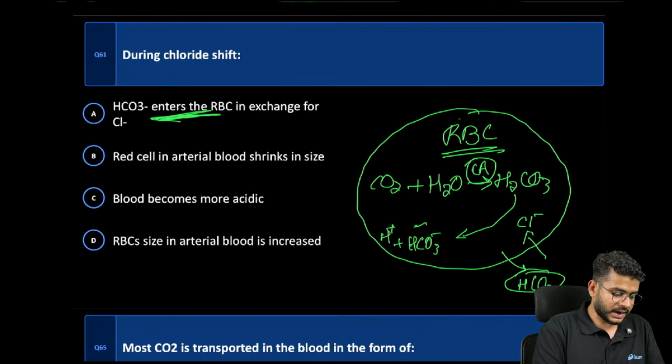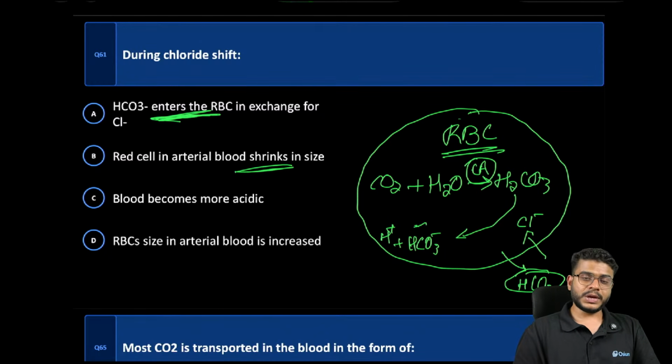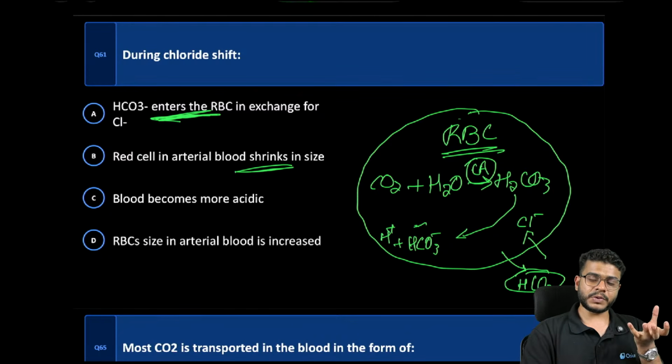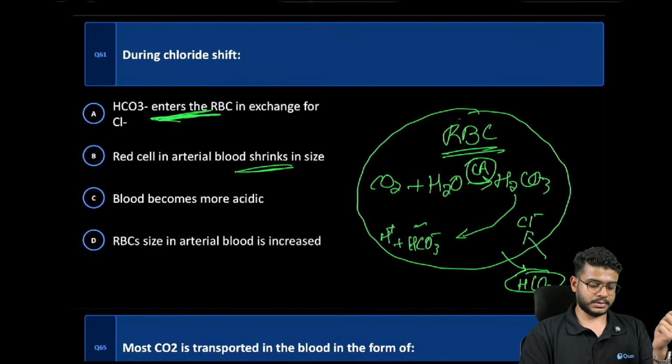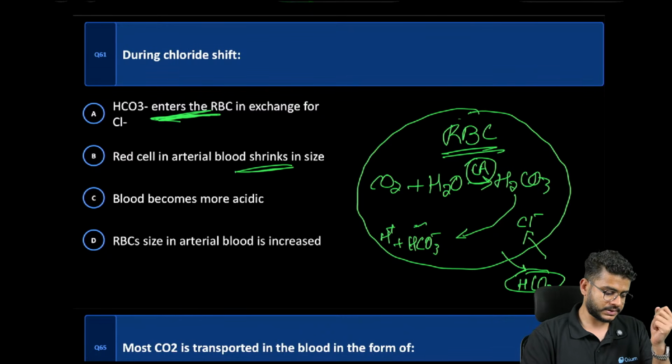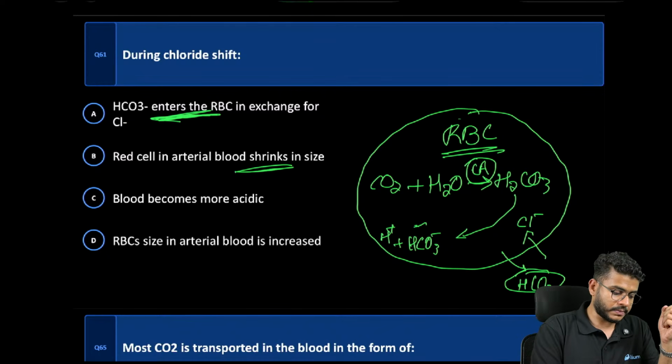A red cell in arterial blood shrinks. Okay, let's see. When the chlorine is being transported inside the RBC, bicarbonate is already being produced from the carbon dioxide and water, and the chlorine is being introduced inside the RBC now. So the concentration of both chlorine and bicarbonate increases inside the RBC, which will cause an increase in size or volume of the RBC. It swells up the RBC. So the red cell in the venous blood does not shrink, it swells up.